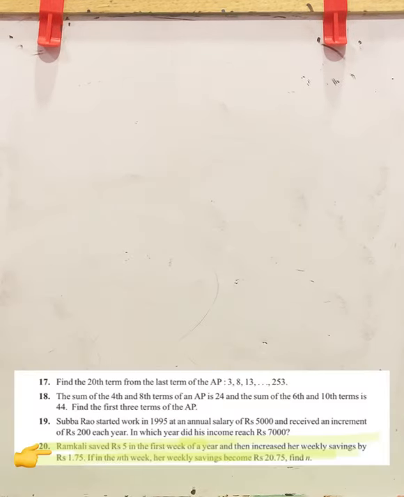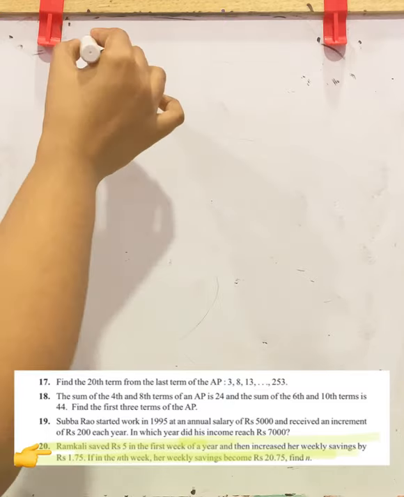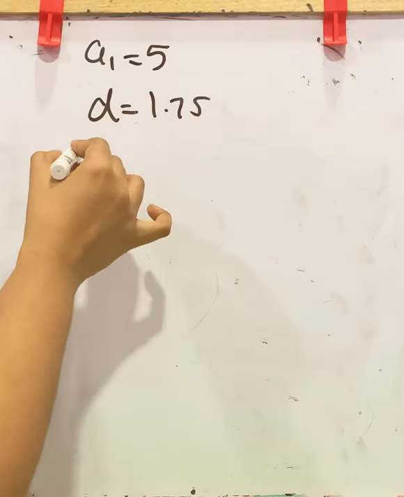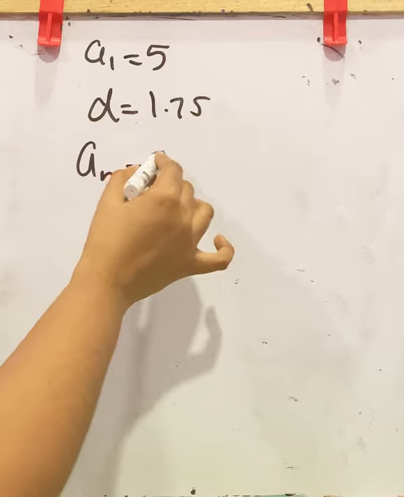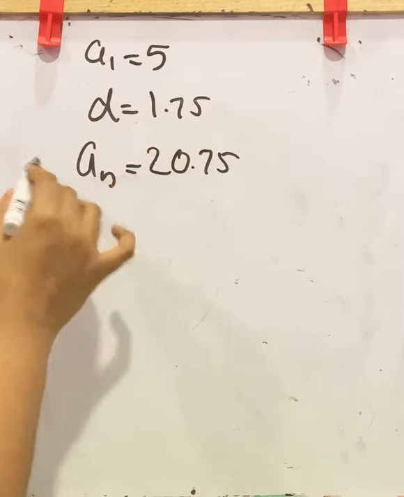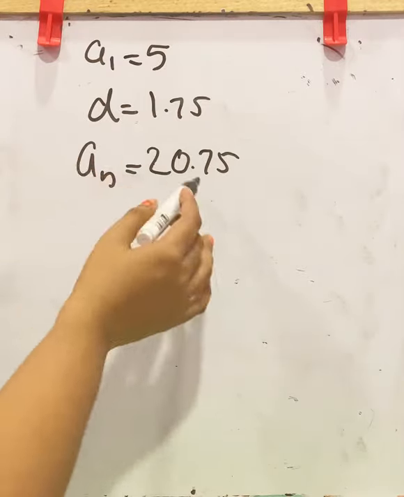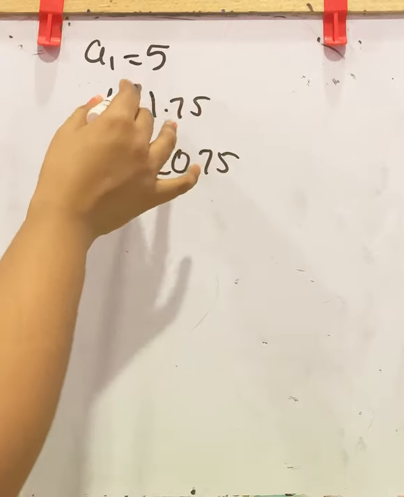Next question. Ramkali saved rupees 5 in the first week of a year and then increased her weekly saving by rupees 1.75. If in the nth week her weekly savings become 20.75, find n. So here the difference is 1.75. The first week she saved rupees 5, that is A1 equal to 5 and the difference is 1.75, and AN is the value we know, 20.75, but we don't know the position. In which term will we get 20.75 if she is adding 1.75 weekly to this amount?